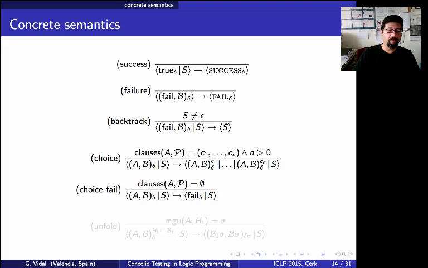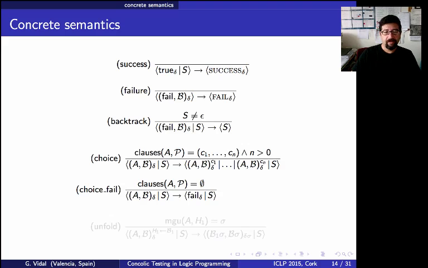So in order to perform an unfolding step, we do it in two stages. First we apply this choice rule. Whenever we want to unfold this goal here, and this is the selected atom A, we look for the clauses that match this atom. But what we do in this first choice step is to duplicate this selected goal as many times as clauses we have here, and we label each copy with the corresponding clause, C1, C2, and so on.